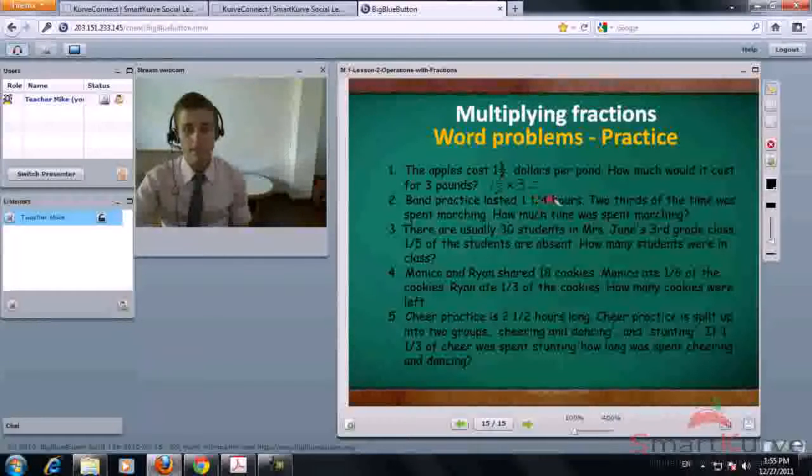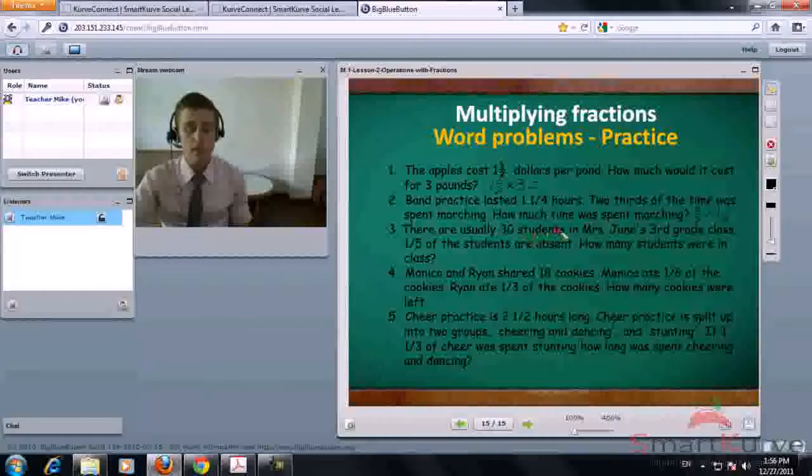Band practice lasted 1 1/4 hours. 2/3 of that time was spent marching. How much time was spent marching? Well, 2/3 of band practice, so we know we're going to use multiplication. Band practice was 1 1/4 hours, 1 and 1 over 4. So we have 2/3 times 1 and 1 over 4.